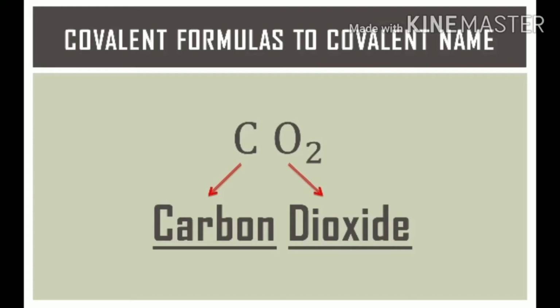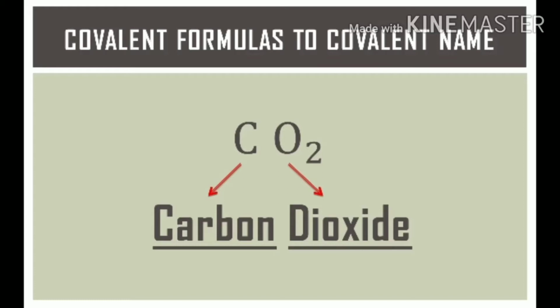But first, let us discuss why it turned into just carbon and not monocarbon. It is because of another rule of writing a covalent compound: if the first element of a covalent compound has a subscript of 1, we don't need to put mono anymore, but instead we just write the element itself. So it's just carbon, not monocarbon.